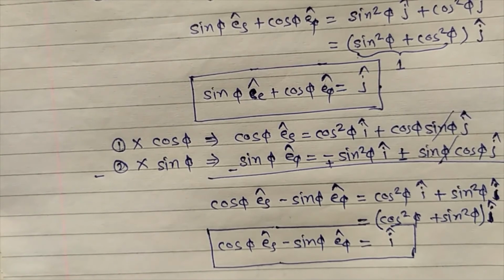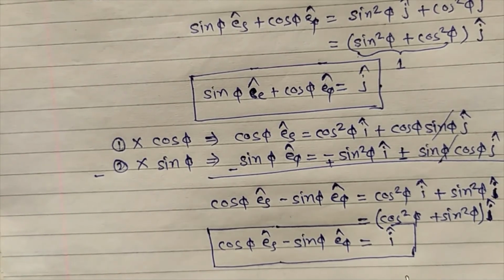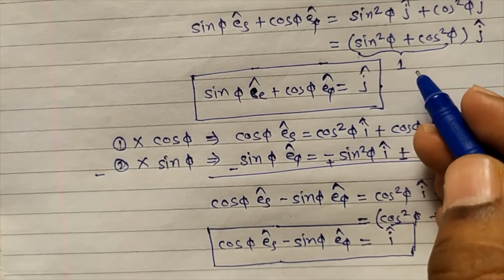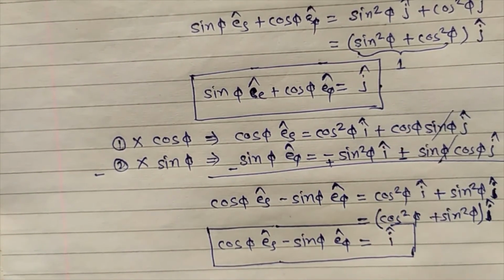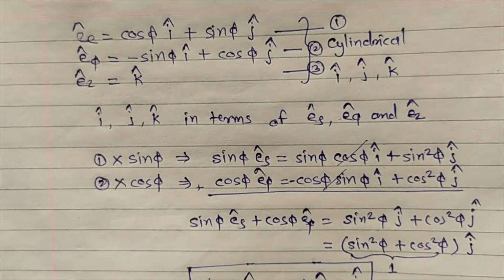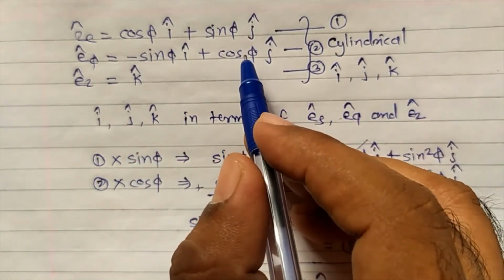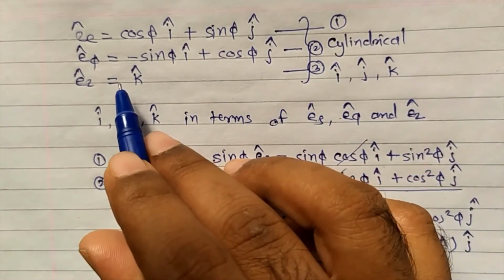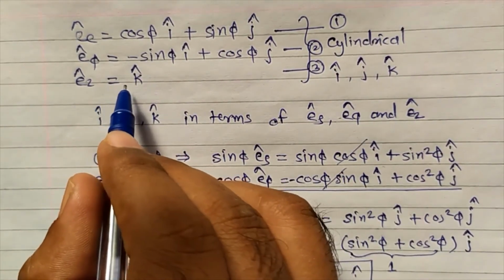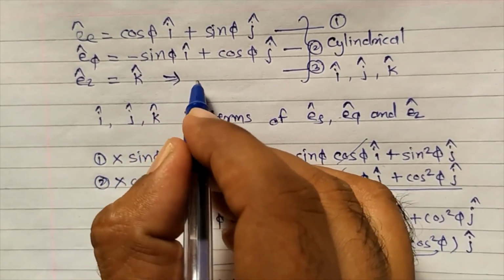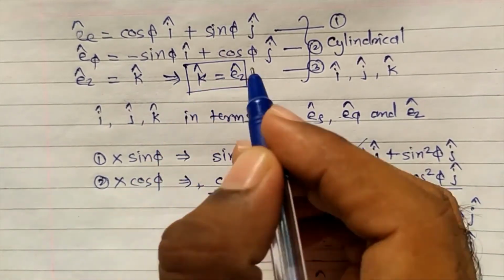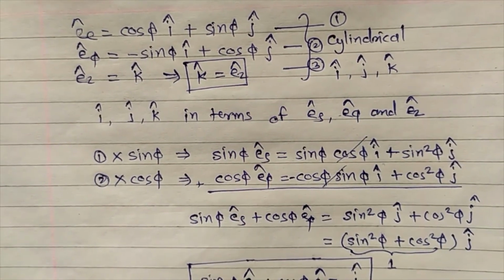Now I obtained for I cap, I obtained for j cap, then I want to obtain for k cap. But what I see in equation 1 and equation 2, right? In equation 1 and equation 2, I don't see a k cap. I only see k cap in equation 3, and this is very simple. As you can see here, Ez cap is equal to k cap, which implies that k cap is Ez cap. So this is the expression for k cap is equal to Ez cap.